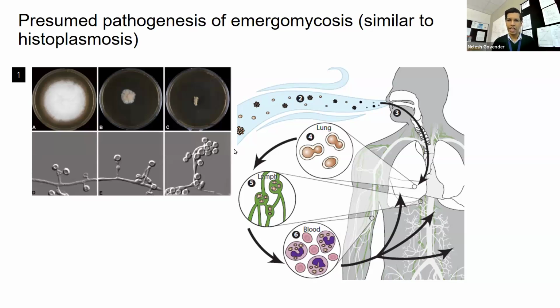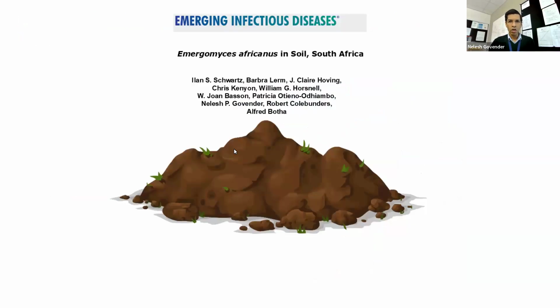They then bind to the innate immune cells, are phagocytosed, they germinate and they replicate inside cells as budding yeasts, and they're quite happy inside the cells. And they then disseminate predominantly via the bloodstream, but also the lymphatics. So, based on this hypothesis, where is Emergomyces africanus found in the environment? So we searched for the reservoir, and this was PhD work that was conducted by Ilan Schwartz when he was based in South Africa about 10 years ago now.